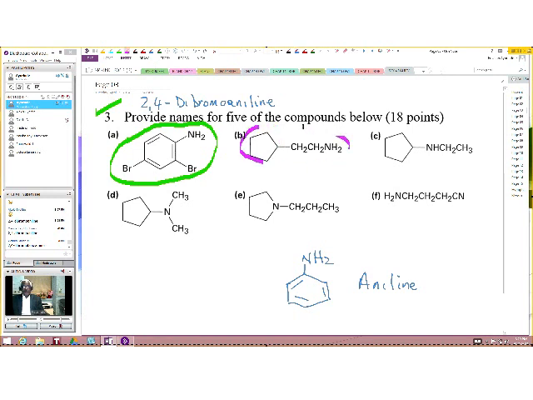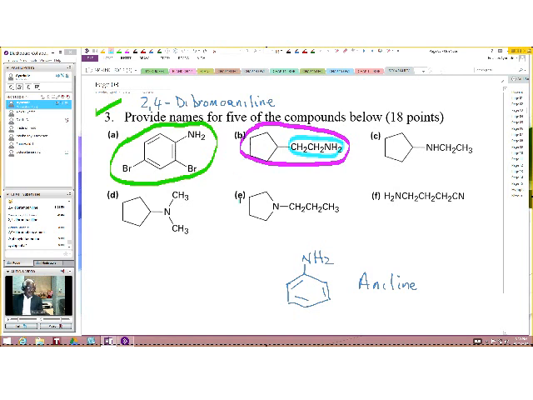How about B? Okay, to name this, I will give you a little hint here. The base name for this is this here. So therefore, this cyclopentyl group will be a substituent for that base name.